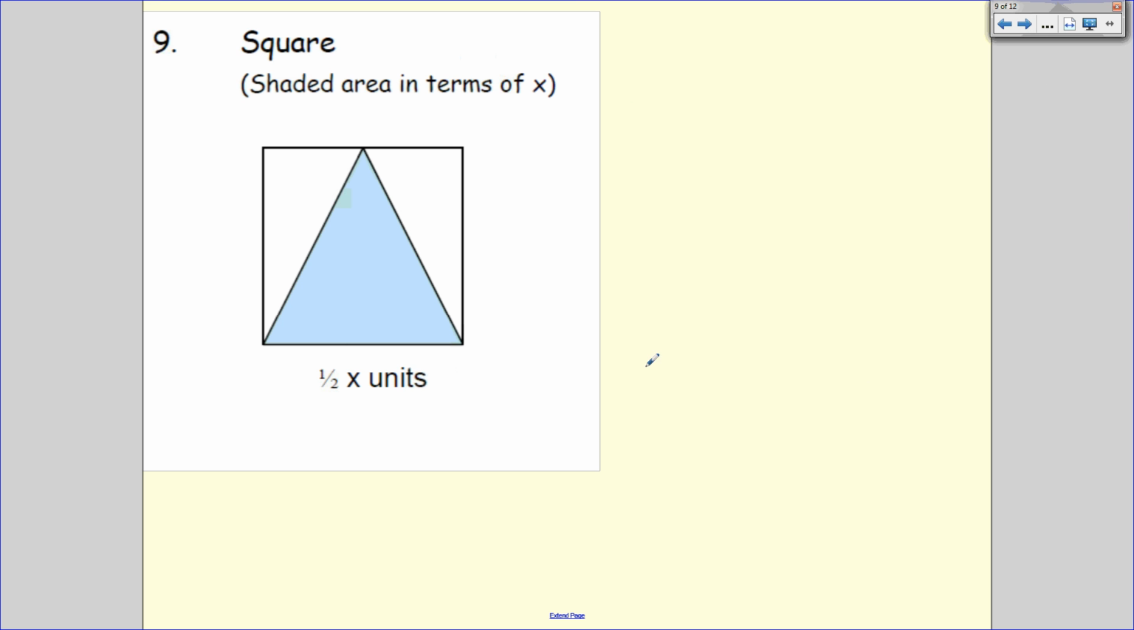Okay, number 8. Number 8 says this is a square. So since it's a square, that means everything's the same. They tell me that this is 1 half x. So I've got a square minus a triangle. Well, the square is going to be side squared minus, since this triangle is not equilateral, just base times height divided by 2. So since my side is 1 half x squared, that means I have to square both pieces. So 1 half squared would be 1 fourth x squared. So that would be the area of the whole square.